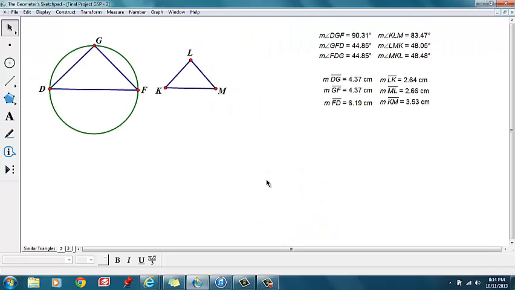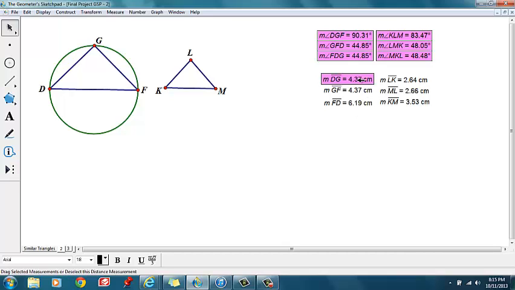Now let's try this problem. We want to figure out if triangle DGF is similar to triangle KLM. So the measurement of angle DGF is 90.31 degrees. And the angle that corresponds to that is KLM, and its measurement is 83.47. And the angle GFD is 44.85, excuse me. And the angle that corresponds to that is LMK, and its measurement is 48.05. We had angle FDG equal 44.85, and MKL 48.48. Now we see that the angles are not congruent, so we didn't meet that rule. So these two triangles are not similar.